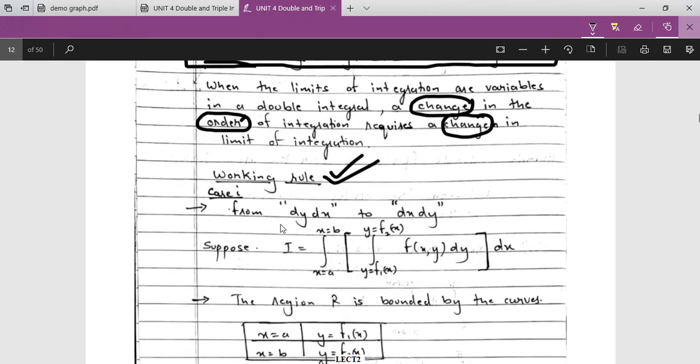So case 1, any double integral from dy dx to dx dy. Suppose the given double integral is given in this form. In the previous examples, you have solved integrals over the limiting values y is equal to f1 of x and y is equal to f2 of x, and the order which we followed is this: first we evaluated the inner integral, and then the outer integral with respect to x, right?